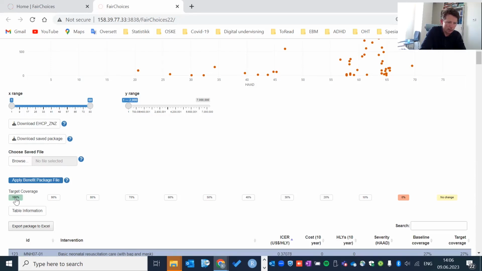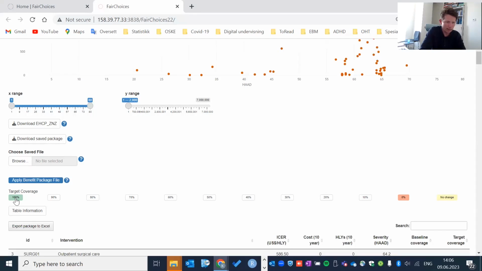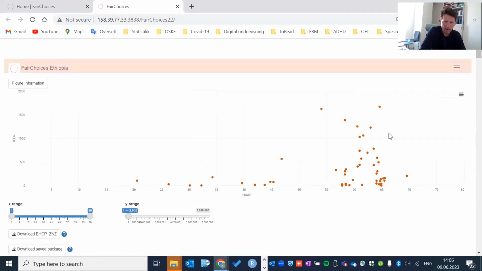And you can give this a 100% target coverage because these interventions are very cost effective. There is one tweak here in the league table. If you want to set the target coverage, you have to click twice. And we're very sorry for this hassle, but that's how far we got.